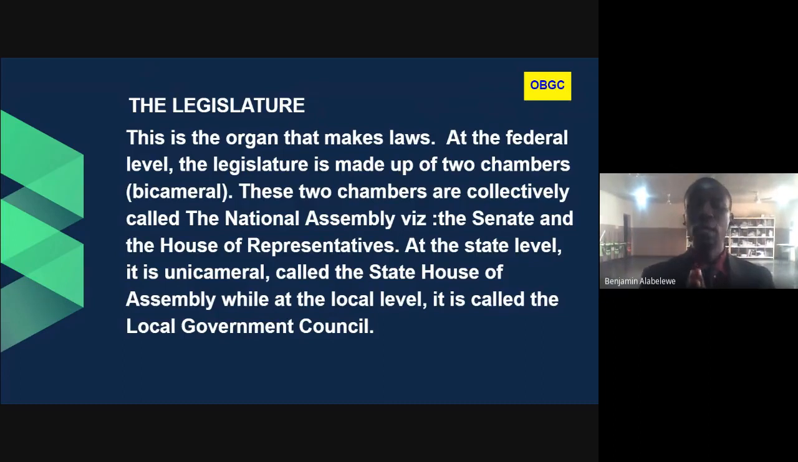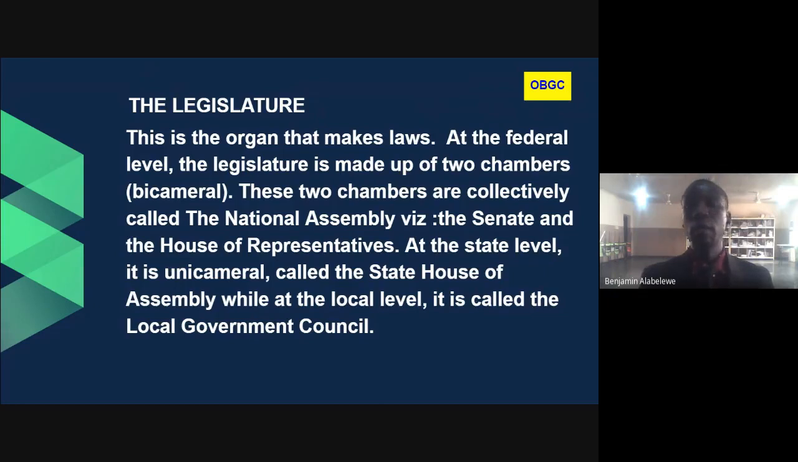So at the state level, we have just one legislative chamber. And so we say at the state level, we practice unicameral legislature. This unicameral legislature is called the State House of Assembly. It's also headed by a speaker. And then we have the local government.